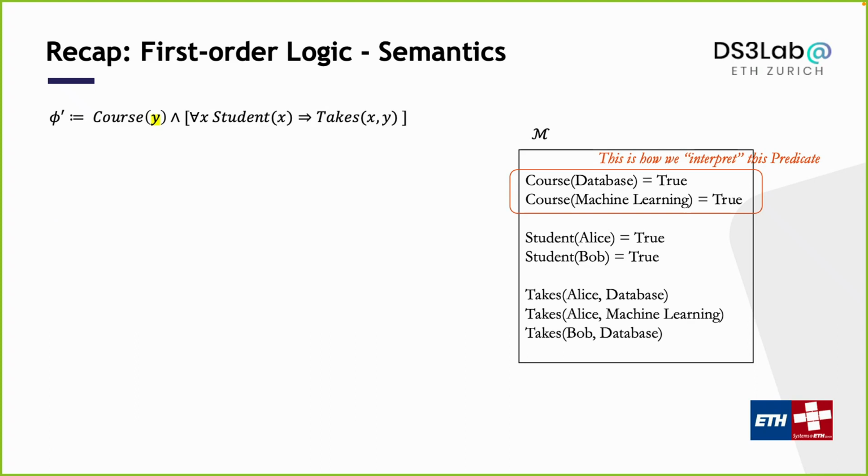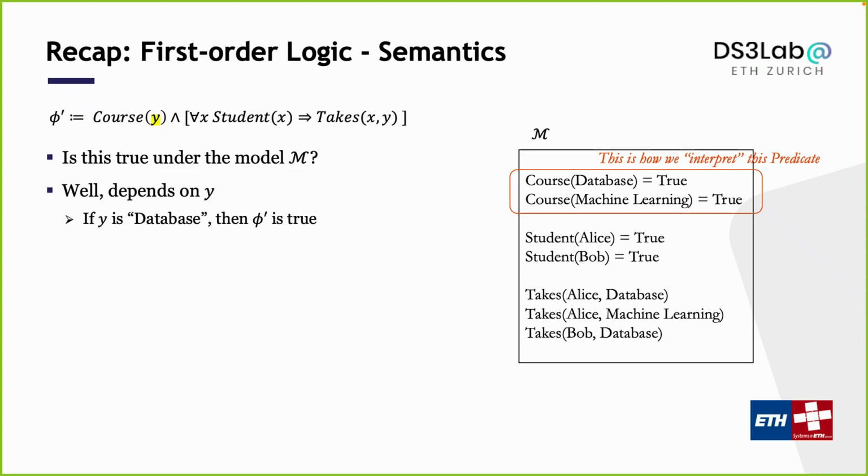Now let's look at this formula. The only difference is that I don't have a quantifier on y anymore. It's still a valid formula. The y is a free variable. Is it true under model M? Again, it depends. Here it depends on the specific value you have for the y variable. If y equals database, then this formula phi prime is true. If y is, for example, machine learning as a constant, phi prime is false under this world.